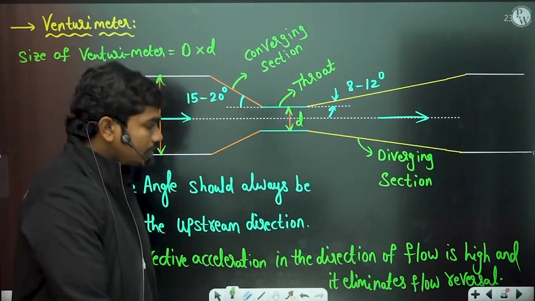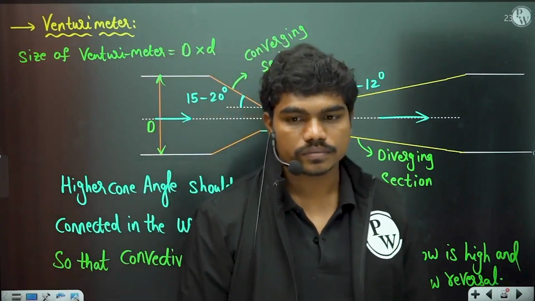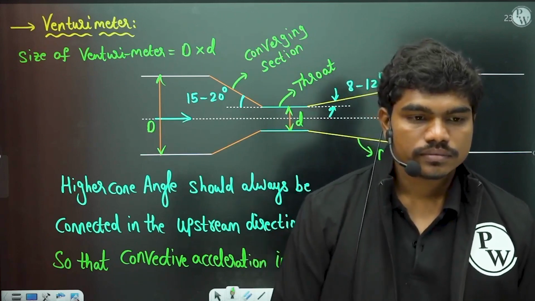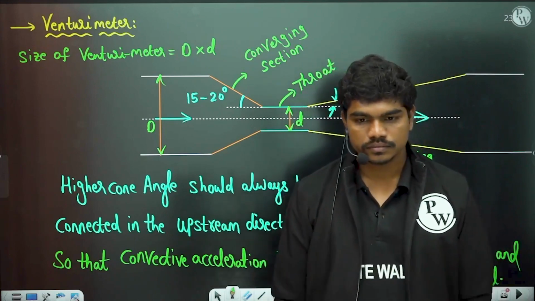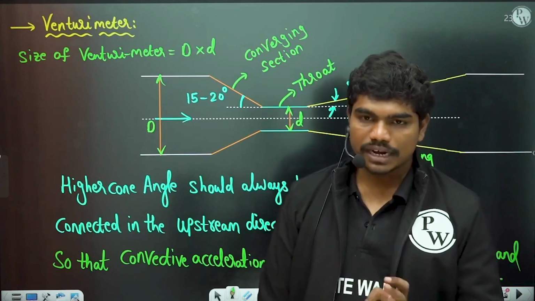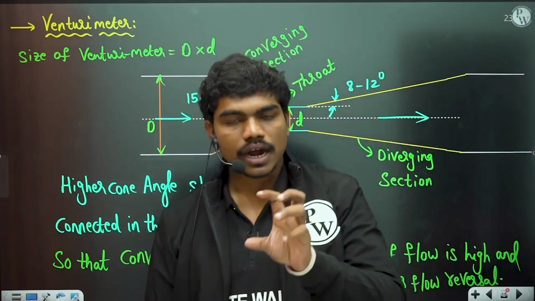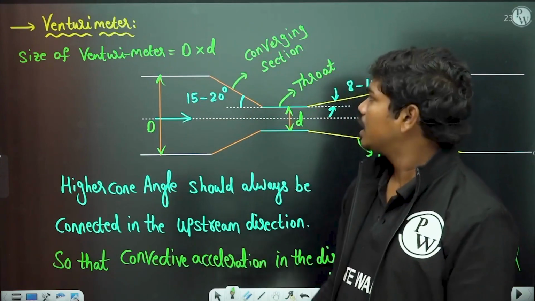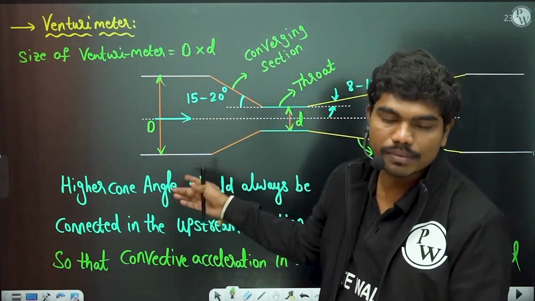Okay, so these are different things that you have to take care of when you're talking about venturimeters. Clear? Got it? Fine. So first thing, you have to connect the venturimeter only in a particular fashion such that the higher cone angle will be in the upstream direction and the lower cone angle will be in the downstream direction. Okay, and if you find somewhere like this, then that meaning is pipe diameter is D and the throat diameter is small d.